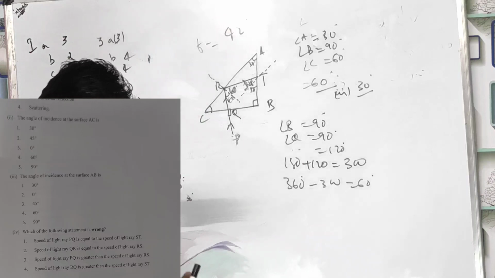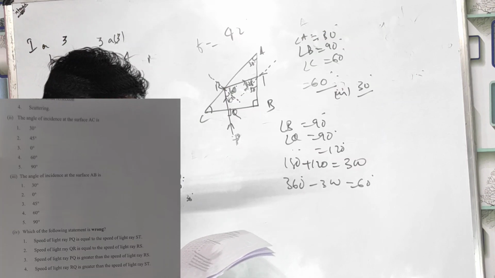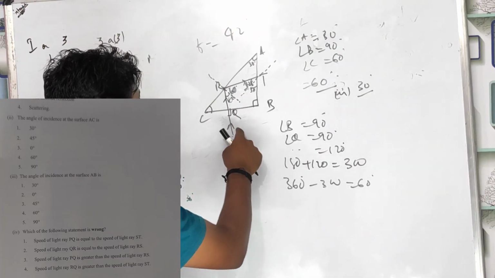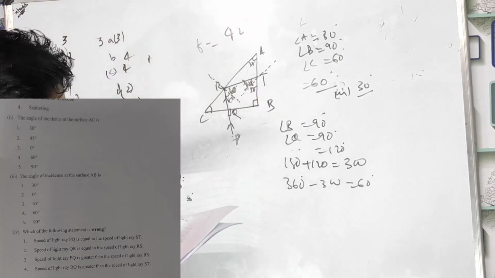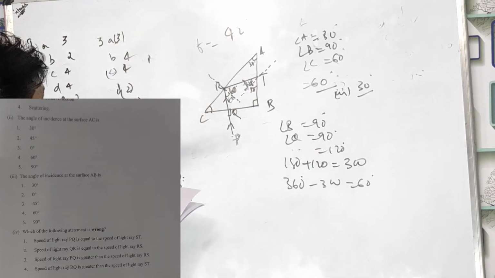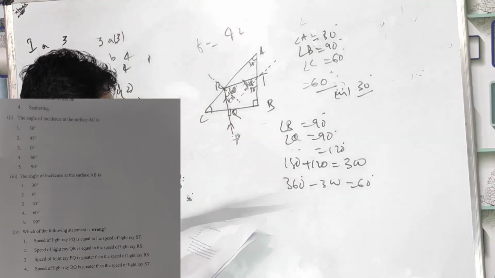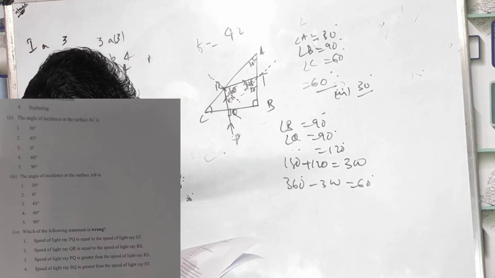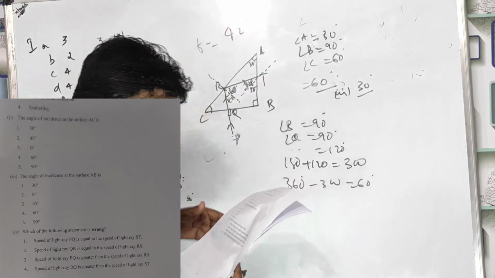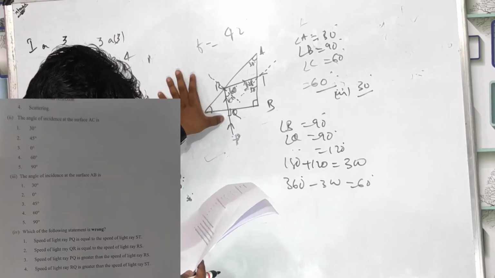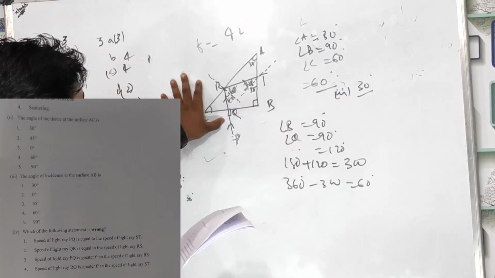Okay, the speed of the light ray QR is equal to the speed of the light ray RS. This is the correct statement. This is also a correct statement. The speed of the light PQ is greater than RS. Yes, it is a correct statement. So everything is correct. The speed of the light RQ is greater than ST. Here they are equal.